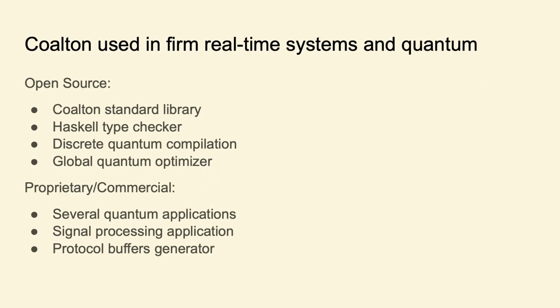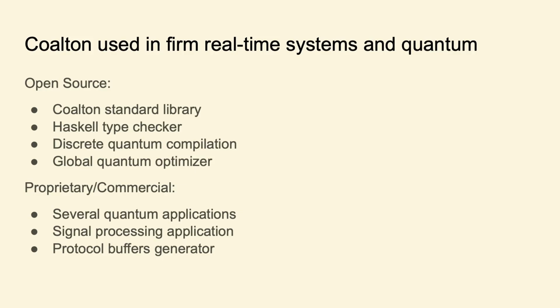Like I said, Coalton is actually used. You can find some big swaths of open source Coalton code if you want. It's going to be kind of nutty quantum-y stuff. But there is a discrete quantum compilation routine that's implemented that takes one of these state-of-the-art papers. It has a bunch of number theory and stuff. It's a lot of math. Same with this global quantum optimizer.